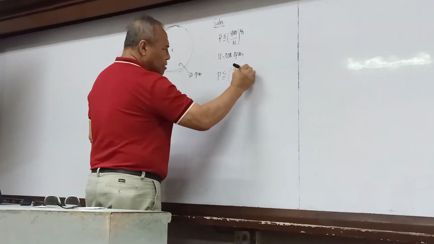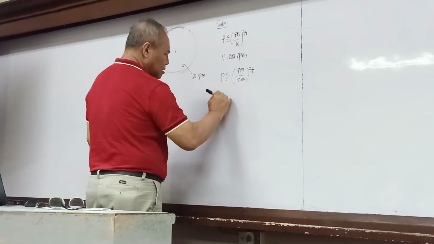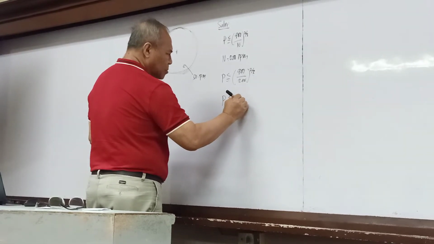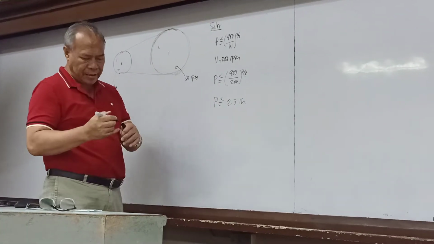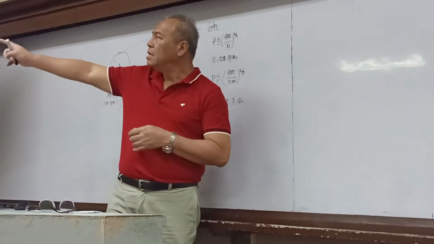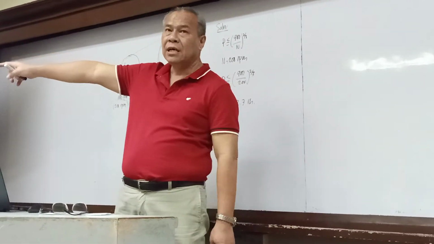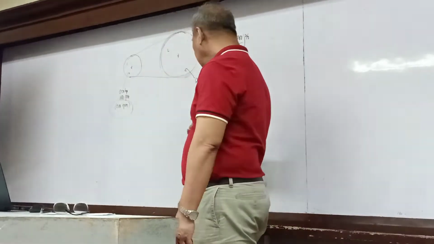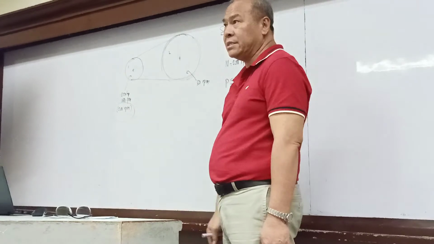So, could you give me the value for this one? You may use a calculator. 2.7, sir. So, 2.7 inches. But take note that 2.7 is not the actual pitch. Going back to the standard sizes of the pitch, we need to determine a pitch based on this value that will give us the roller chain number.